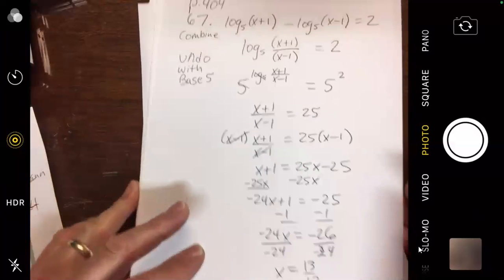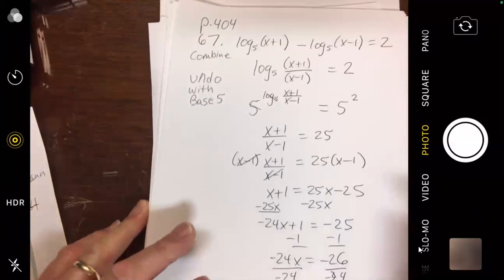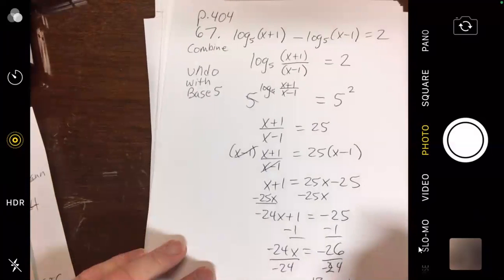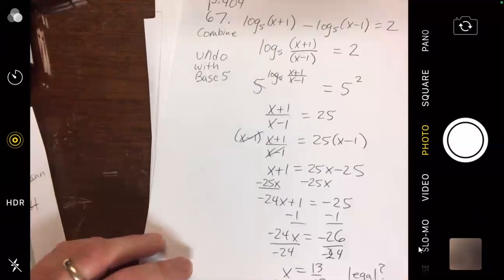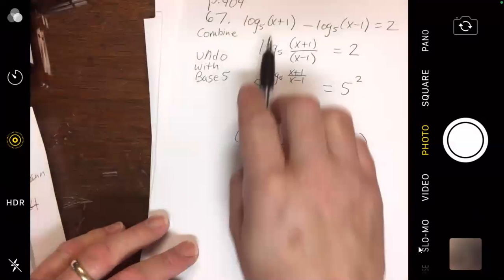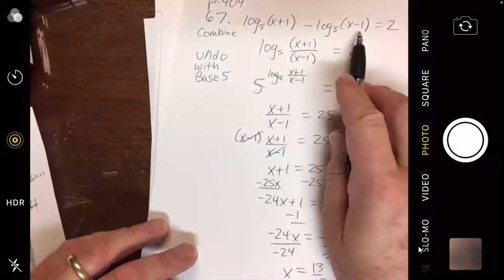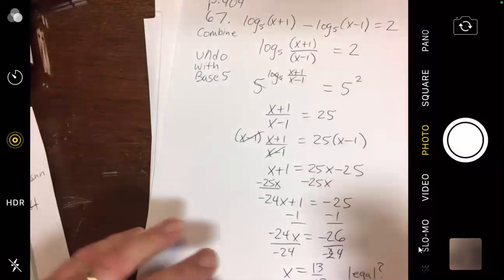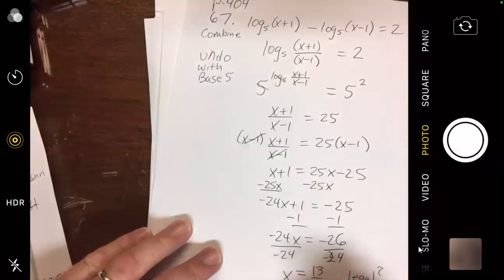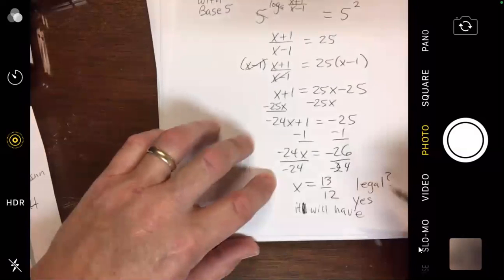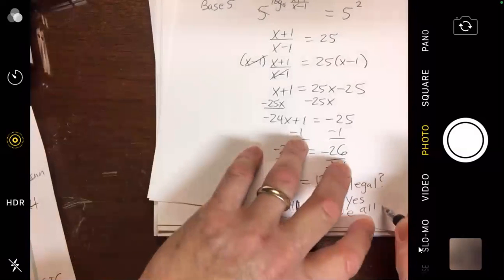And once again, is this legal? Well, you almost don't have to, I could write it out, but 13 is bigger than 1, add 1, you'll stay positive there, and being bigger than 1, subtract 1, you'll stay positive there. So yes, it will have all positive logs.